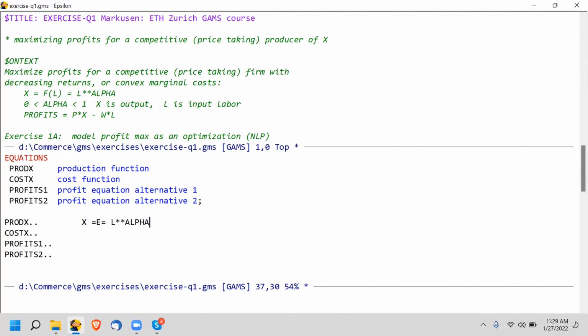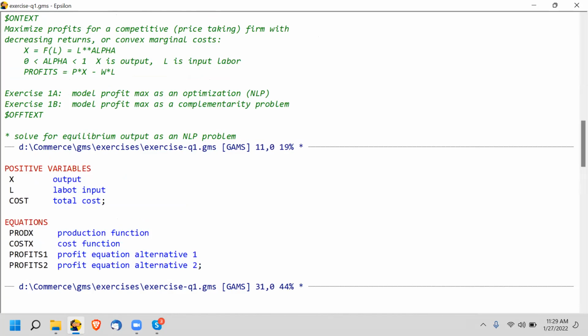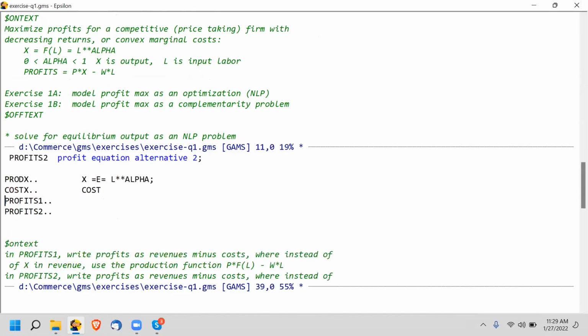So for production of X, here I just say X is equal to L star star alpha. Okay. And then it's L to the alpha. Cost of X is going to be just wage times labor, right? So it's going to be profit. Where do profits go? What is your cost variable? I think it's cost equals W times L. I'm just looking. Okay, so cost is equal to W times L.